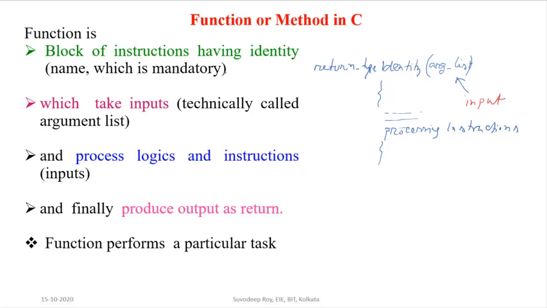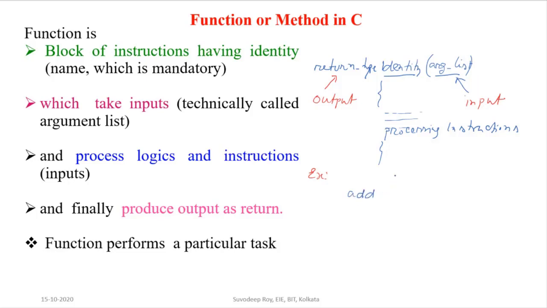Again I am repeating, functions are blocks of instructions having identity which take the input, process different instructions and ultimately produce output. This is the type of output. I am explaining this with an example also. I am using an addition function. For addition, at least two inputs, two numbers, are required. So first of all, I must identify the function. What is the identification here? That is the addition function.